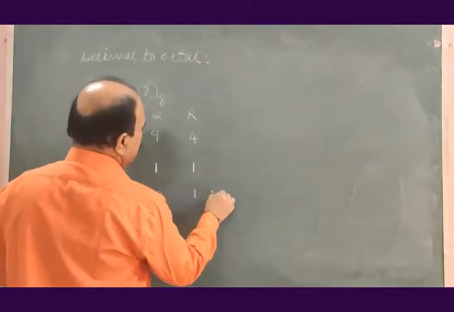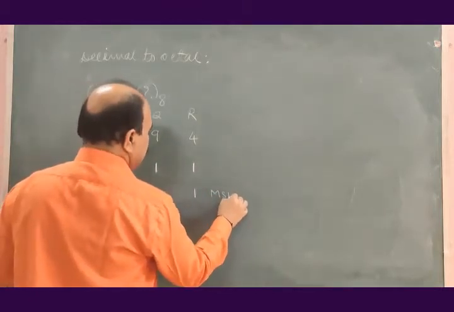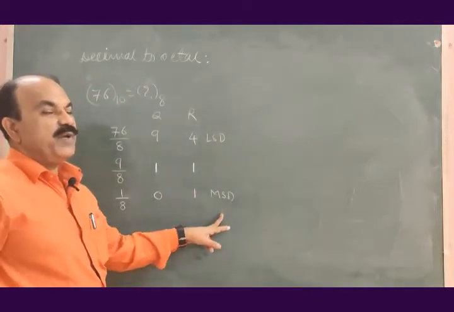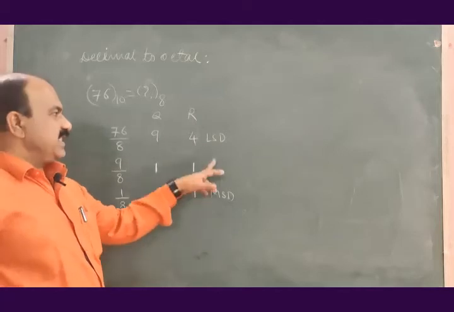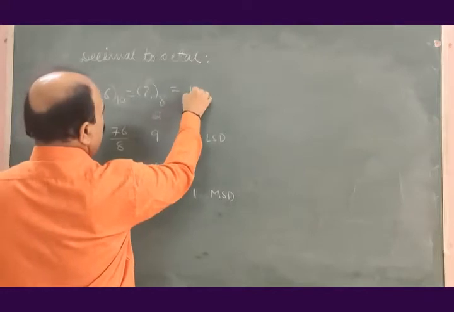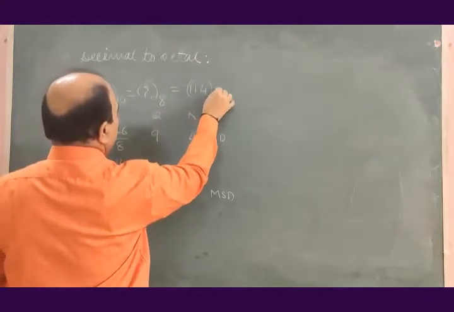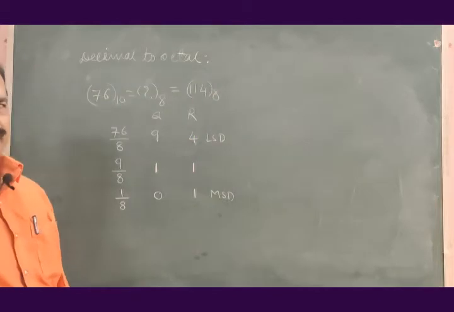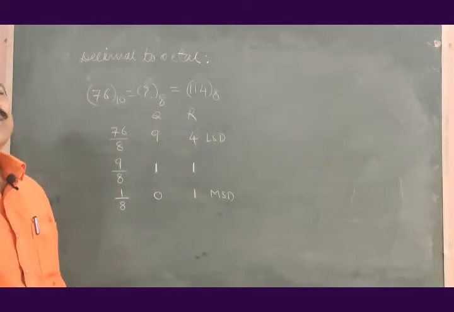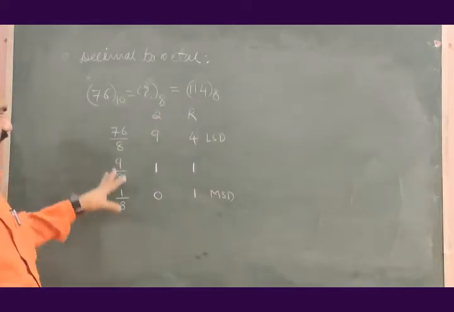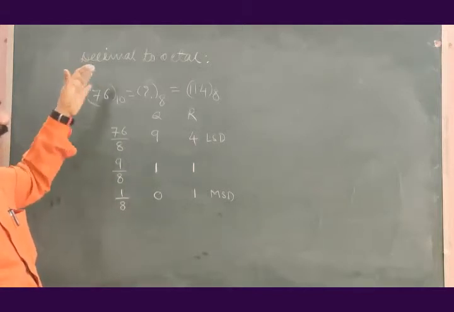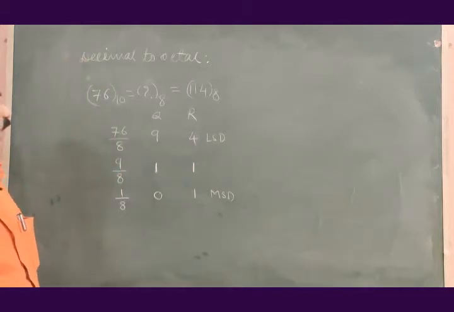This will be the MSD, and this will be the LSD. Most significant digit, least significant digit. And this is nothing but 114 in octal number system. 76 in decimal number system is 114 in octal number system. This is the simple method of converting a decimal number to an octal number.